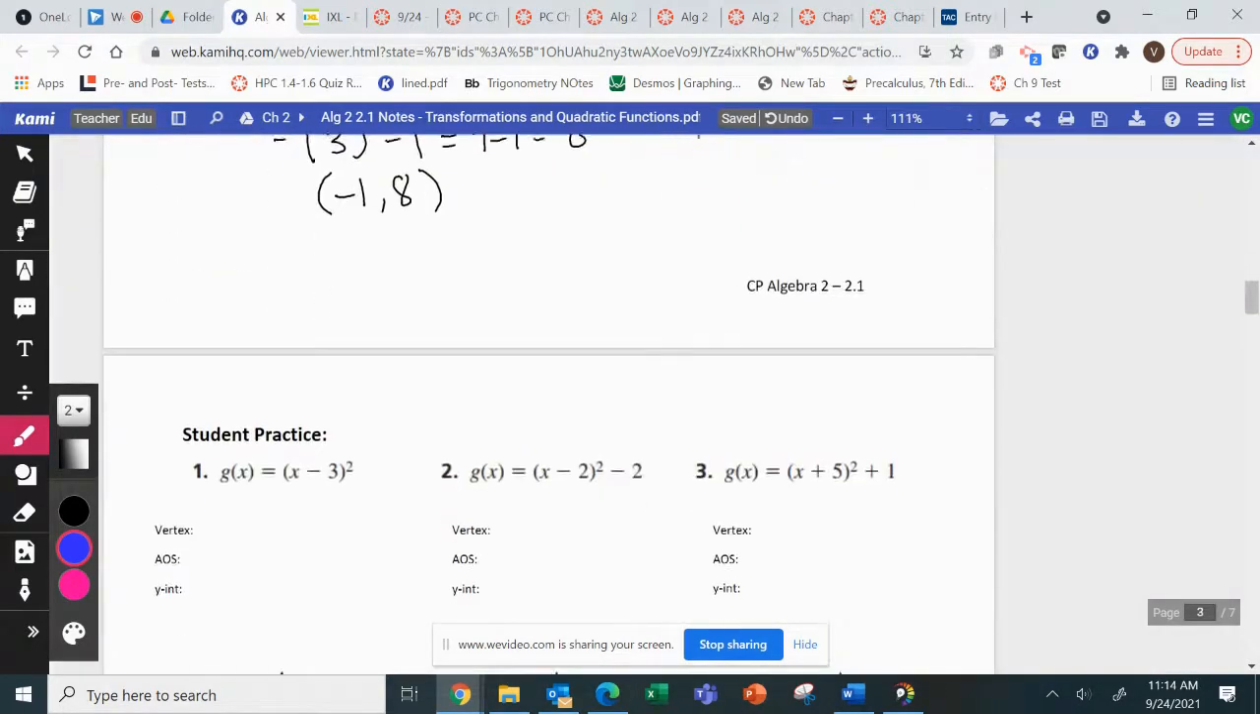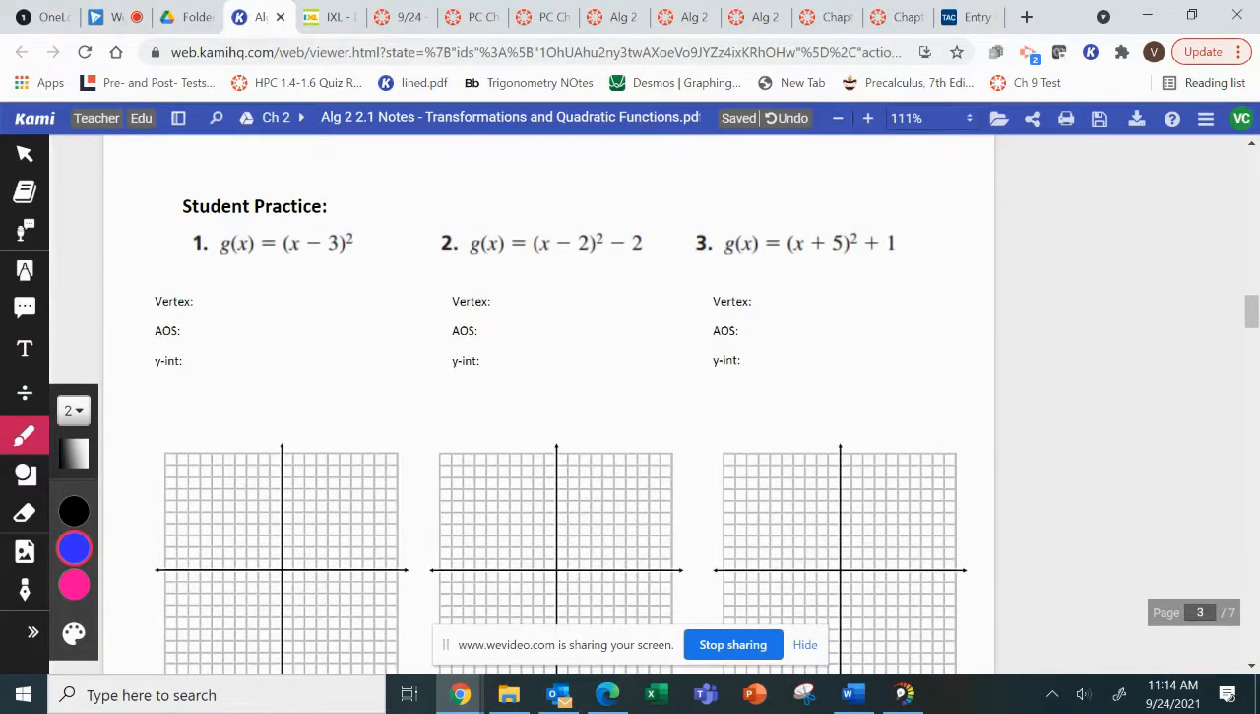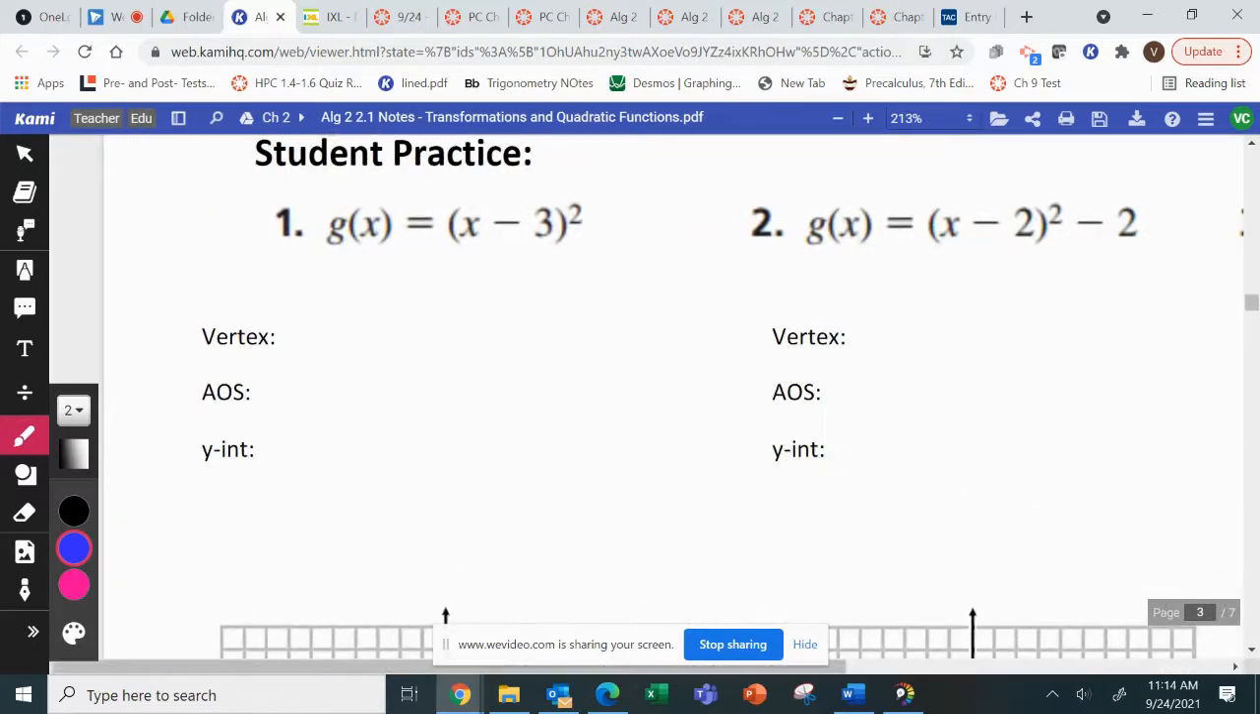Okay, let's try a different one. We're not going to do all of them. I'm going to do one of these. Trying to decide which one I want to do. I was going to do number 2. Number 3 and 2 are very similar. Ooh, I kind of want to do number 1 though, but okay, let's do this. Let's write the vertex and AOS for number 1. We don't have to go all the way through and do everything.